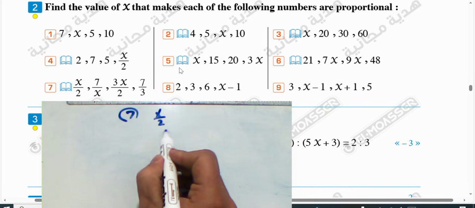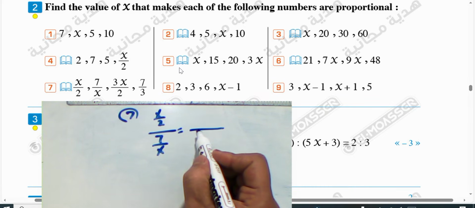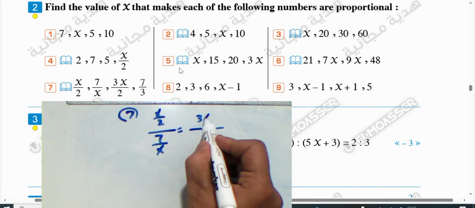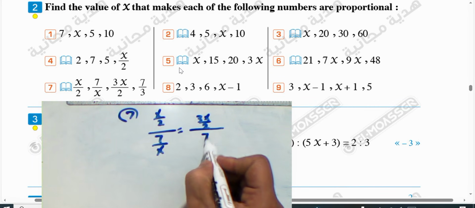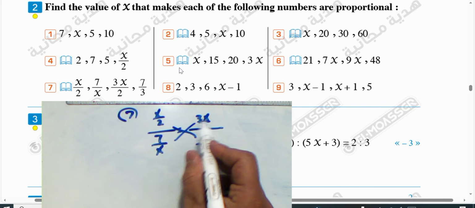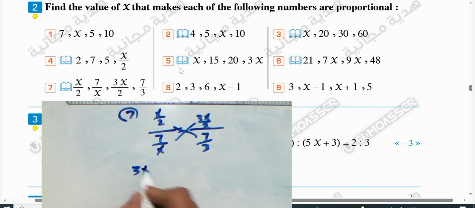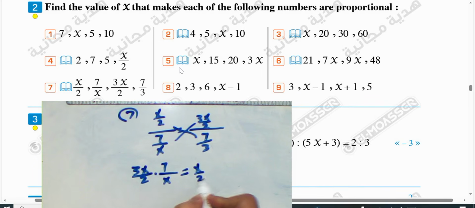X over 2 divided by 7 over x equals 3x over 2 equals 7 over 3. We can multiply both sides by 7 over x times 3x over 2, which is equivalent to x over 2 multiplied by 7 over 3. We can cancel x by x and 2 also by 2.